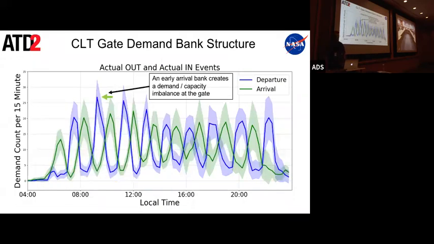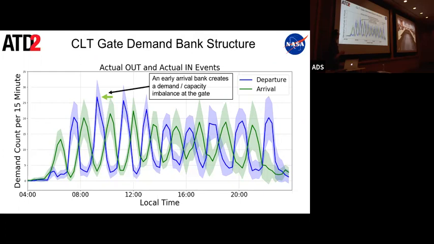One other way that we can look at this view of demand at the gate and see this cyclical pattern is here, where the blue is the departures and the green is the arrivals. Again, this is just a count of demand in 15-minute buckets. So it's the same kind of data, just looking at it a little bit differently. What we want to illustrate here is this second blue peak right here, which is when the departures are pushing back from the gate.